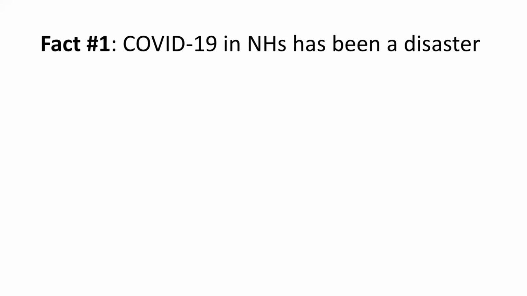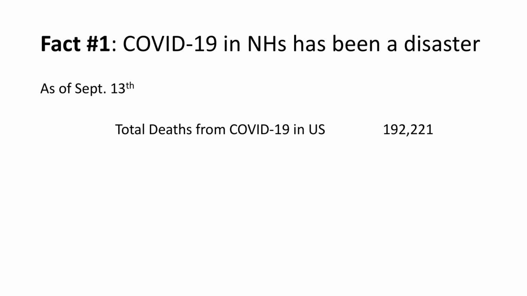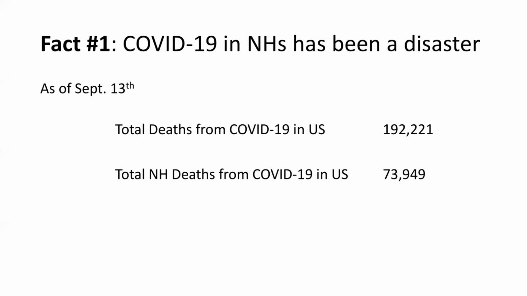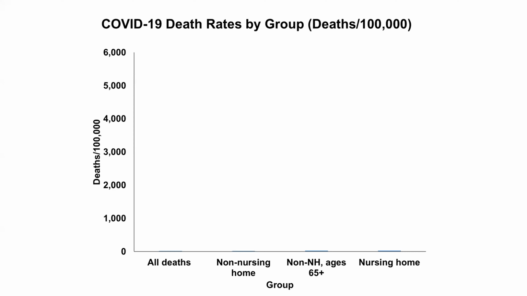First, to say it bluntly, COVID-19 has been just a disaster in nursing homes. As of September 13th, 192,000 deaths in the United States, 74,000 in nursing homes. So about 38.5% of the deaths that we've seen from COVID-19 have been in nursing homes. Only about half of 1% of the population lives in a nursing home.